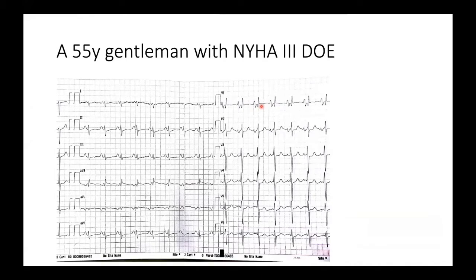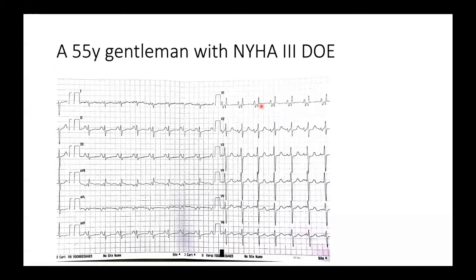There are various causes of biatrial enlargement, like a patient with multivalvular disease like MS, TR, TS, or dilated cardiomyopathies, or sometimes infiltrative heart disease like amyloidosis. They can have biatrial enlargement. So these are the differential diagnosis of a biatrial enlargement.